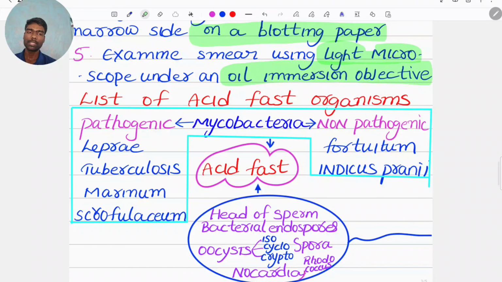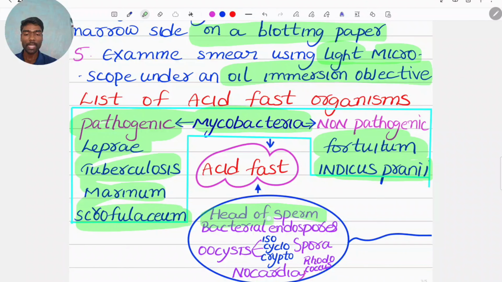List of acid fast organisms. In Mycobacterium species, pathogenic: Mycobacterium leprae, tuberculosis, marinum, scrofulaceum. Non-pathogenic: fortuitum, Mycobacterium indicus pranii, which is used for preparing vaccines for leprosy. Next, head of sperm, bacterial endospores, oocysts of Isospora, Cyclospora, Cryptosporidium, Nocardia and Rhodococcus. All these are also acid fast.